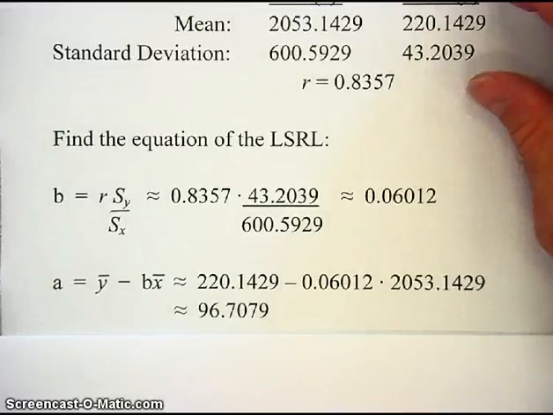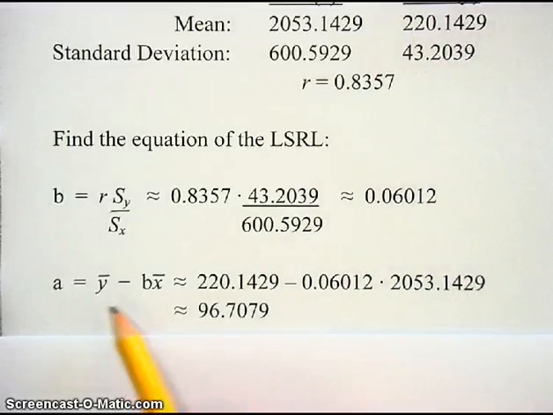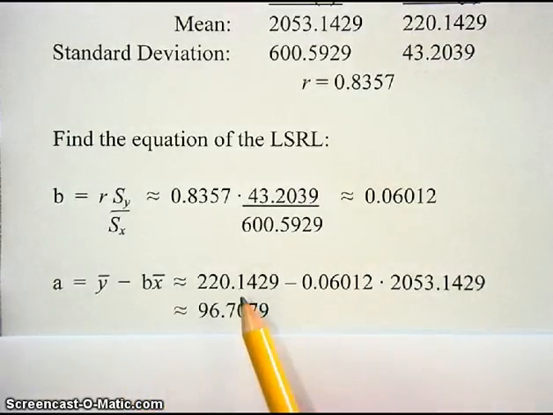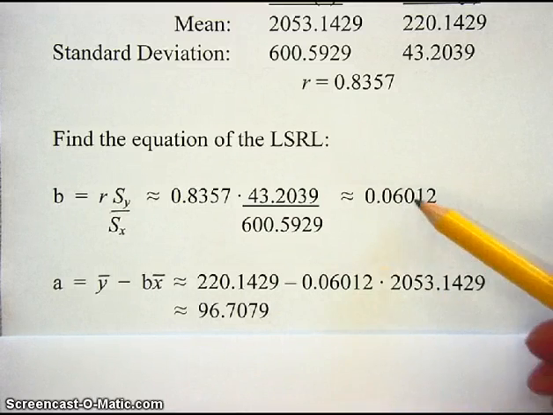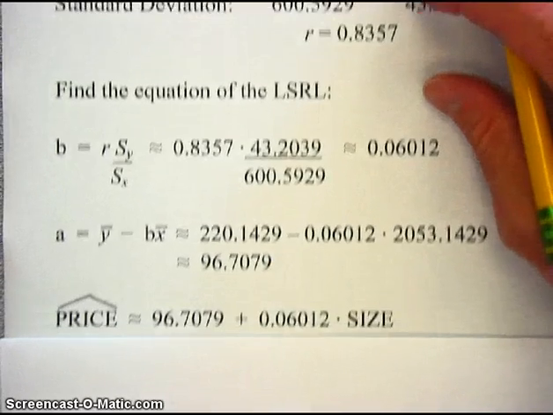To find A, you use the formula y bar minus b x bar. Y bar is 220.1429. B is 0.06012. And x bar is 2,053.1429. And when we simplify all that down, we get approximately 96.7079. So now we have a slope, we have a y-intercept, and we can write the equation of our line.